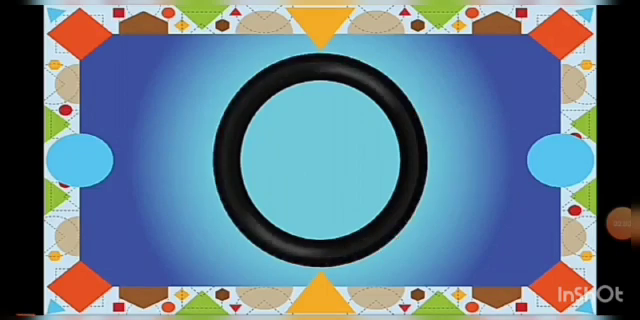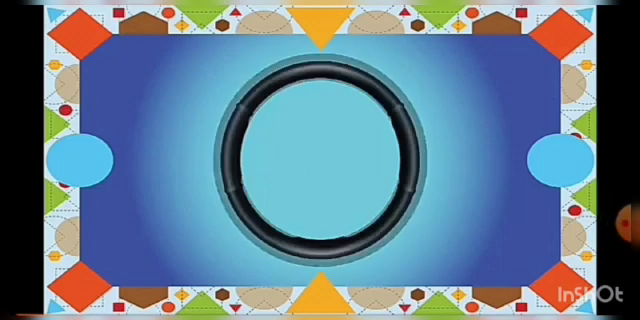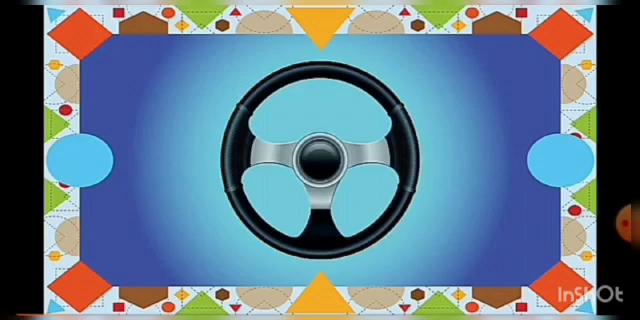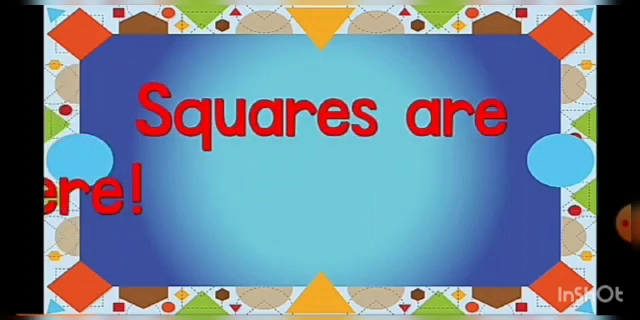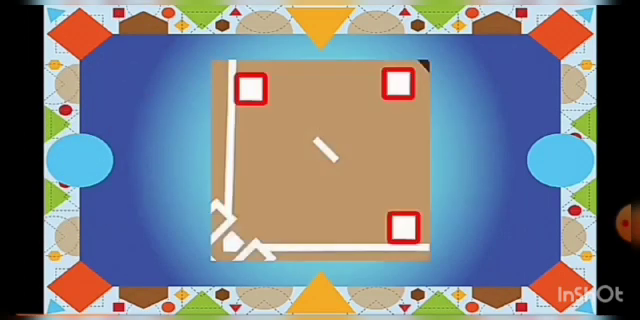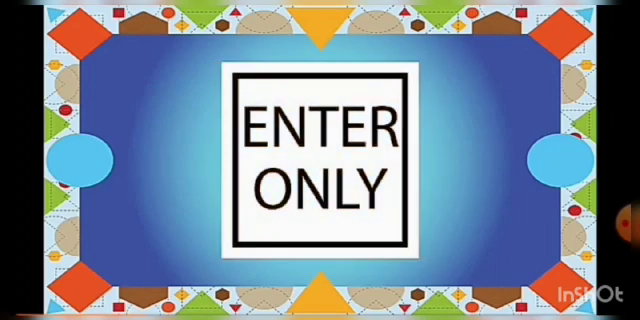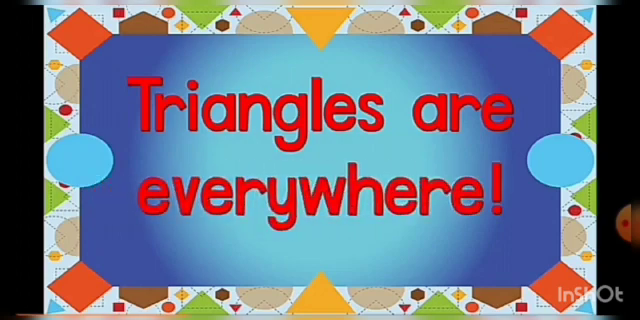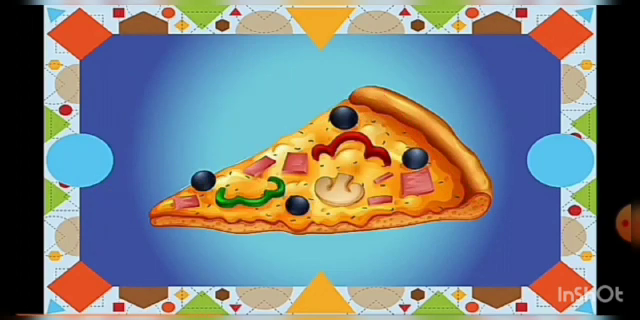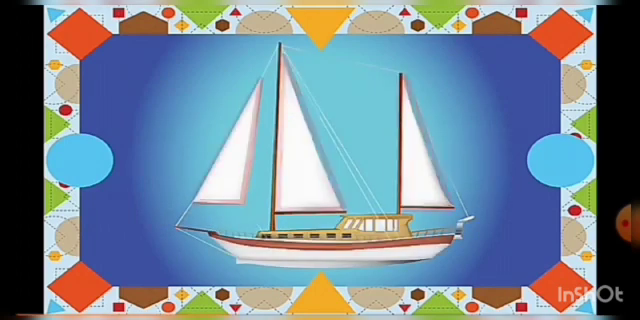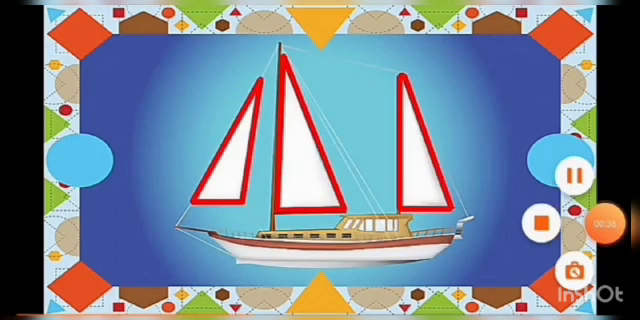The first one, a tire, is also a circle. Okay, and next, the steering wheel a driver uses is also a circle shape. Next, squares are everywhere. See this particular place, the four sides are equal. That's the square shape. Okay. And next, triangles are everywhere. A pizza slice is a triangle shape, and some parts of a ship are triangular shapes.